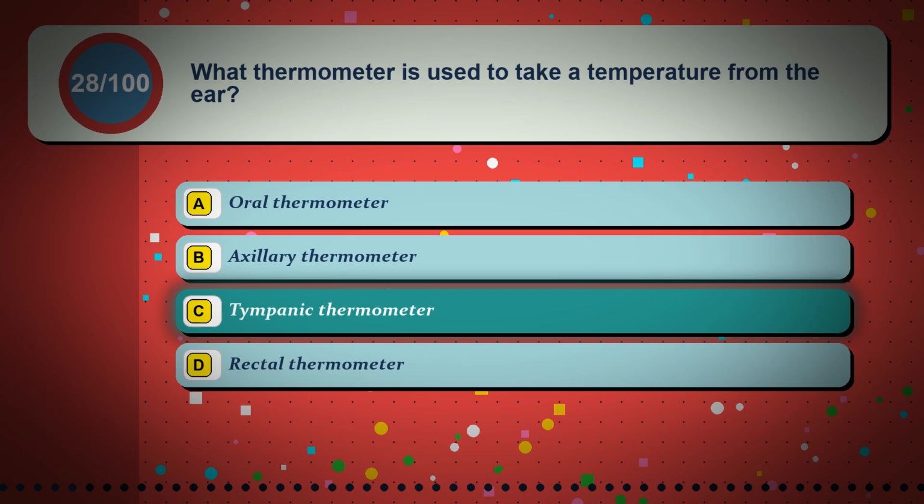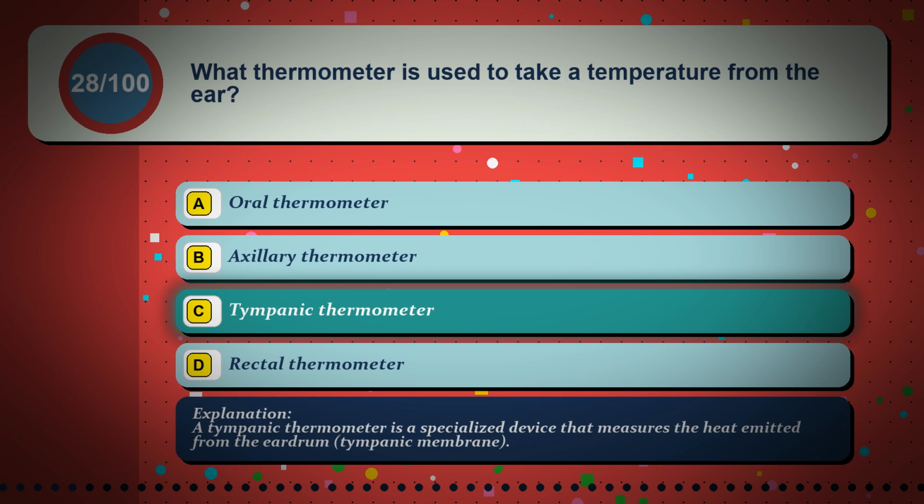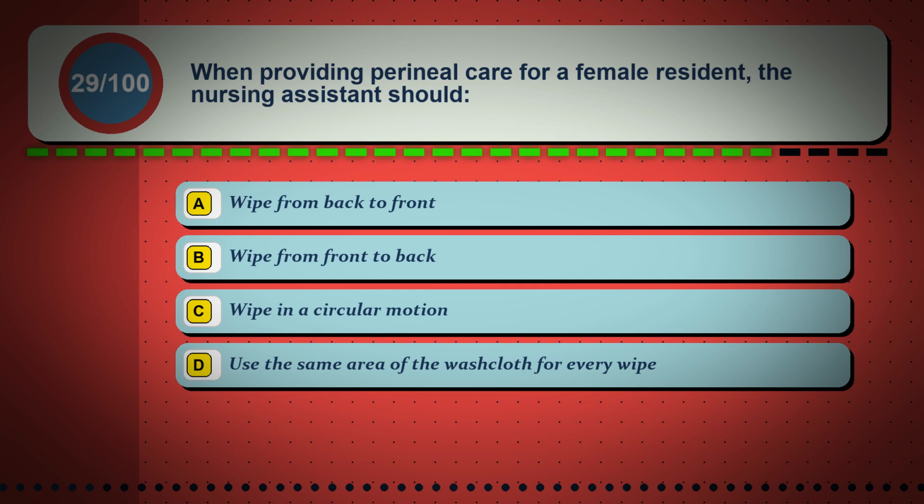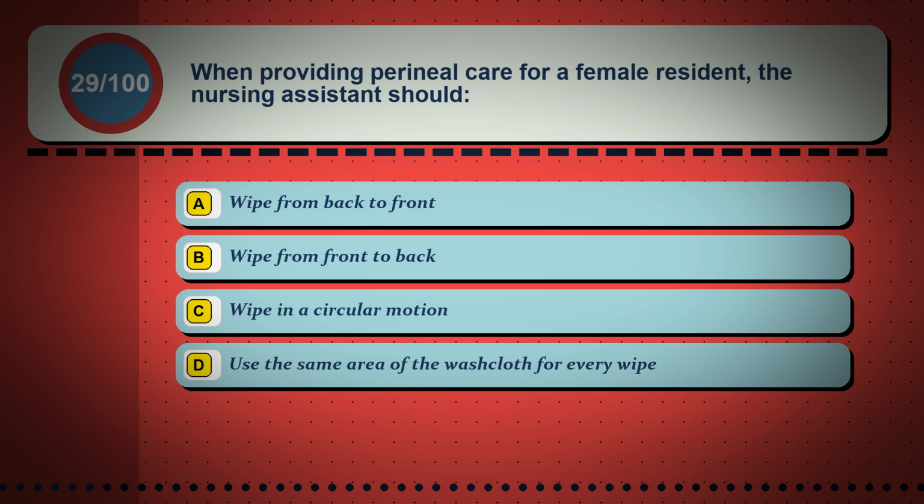The correct answer is option C, tympanic thermometer. A tympanic thermometer is a specialized device that measures the heat emitted from the eardrum, tympanic membrane. Question 29. When providing perineal care for a female resident, the nursing assistant should: Option A, wipe from back to front. Option B, wipe from front to back. Option C, wipe in a circular motion. Option D, use the same area of the washcloth for every wipe.